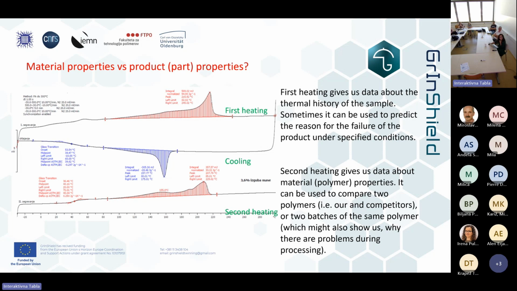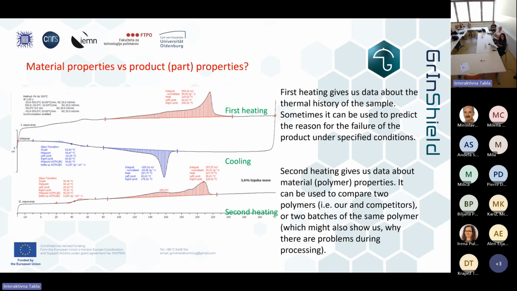First heating gives us data about the thermal history of the sample, and sometimes from this we can also predict the reason for the failure of a product after some specific conditions. And so the first heating is not a material property, it's a property of the finished part. It can also be granular, so it's not a part, or a finished part, for example, whatever.